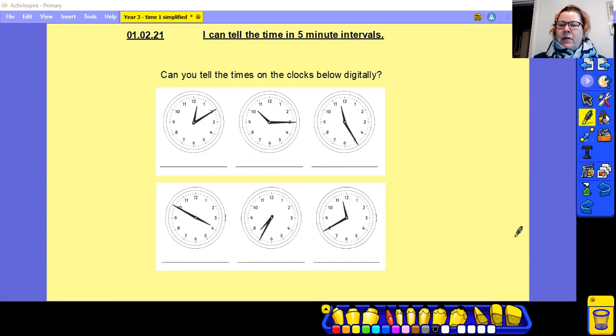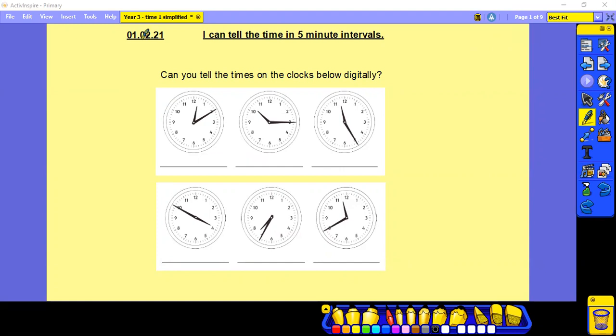Now, I am just going to minimise me and put me out of the way. Right, let's start by writing the short date and underlining, and the learning objective: I can tell the time in 5-minute intervals, and underlining. So our first activity, can you tell the times on the clocks below digitally? Have a try now.